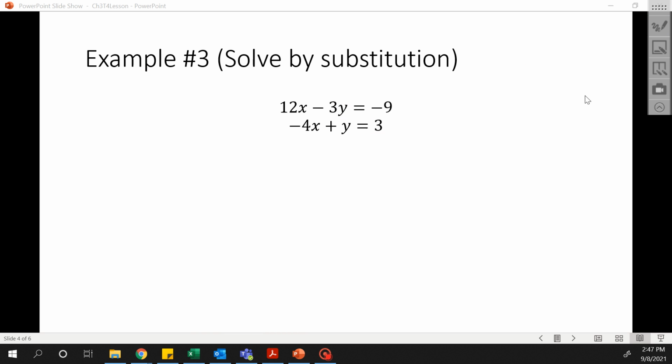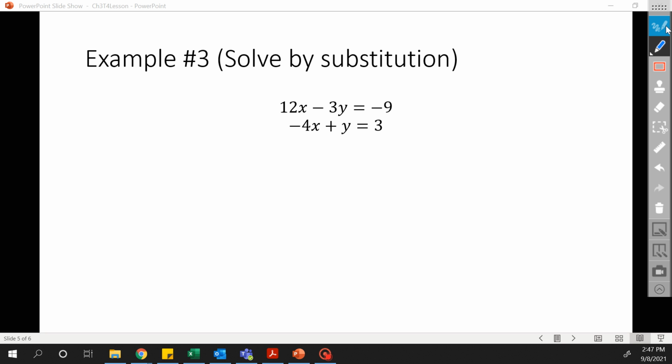Now you see in the next example that we don't actually have any equation solved for a variable. We've got our first equation, our second equation, but neither one is solved for a variable, but I'm still trying to use substitution here. Well, very easy solution to this problem. I can simply change the second equation so that it is solved for a variable.